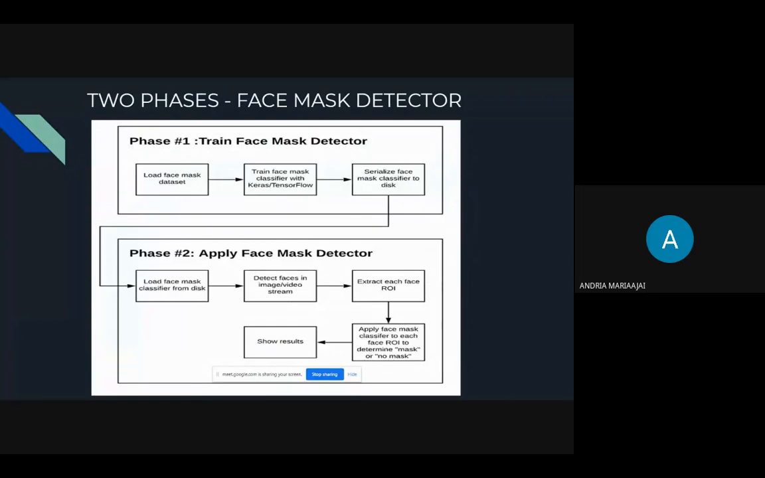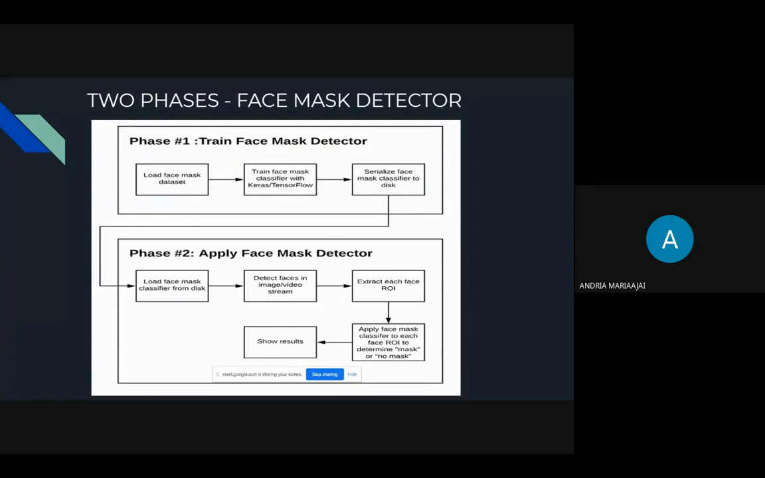The first phase consists of three parts mainly. The first one is we will be loading the face mask data set. In the second part, we will be training the face mask classifier with Keras or TensorFlow. Then we will be serializing the face mask classifier to disk.